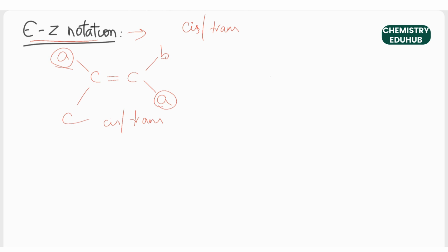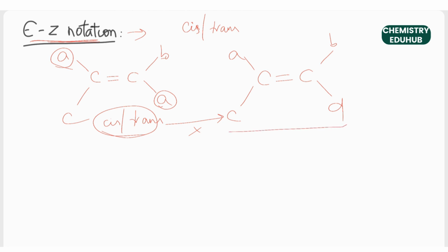But if we have all four different groups around the carbon-carbon double bond, then in such a case cis or trans isomerism cannot be applied here. So instead we use E and Z notation for writing the configuration of this molecule.